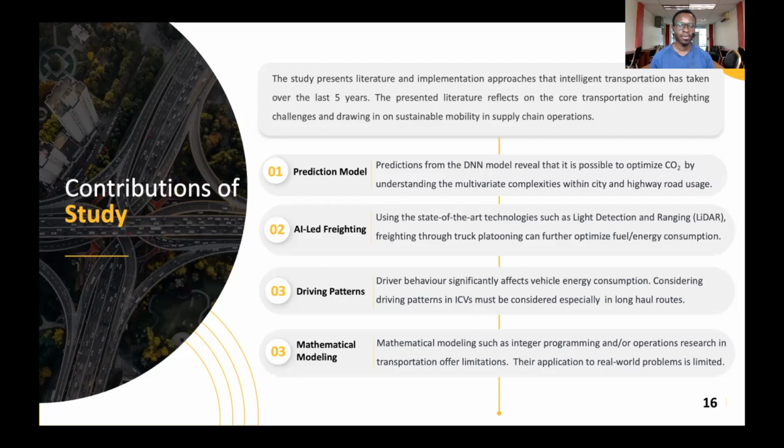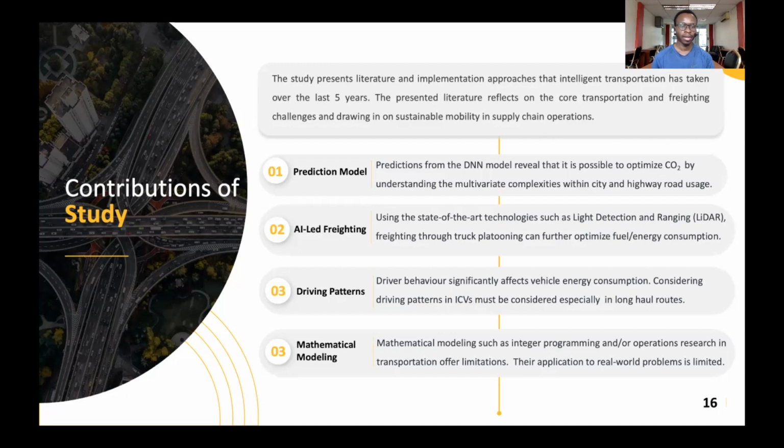So another finding was driving patterns. Patterns effectively affect carbon emissions. Now, this was not controlled within the scope of this dataset, but it's something that's worth noting. The human factor in determining cost-saving initiatives for carbon emissions in freighting or transportation as a whole is quite crucial.